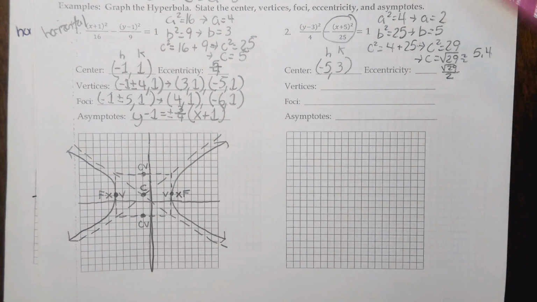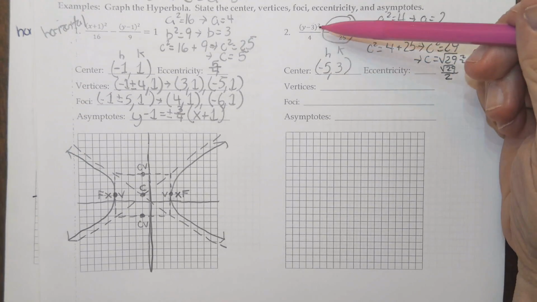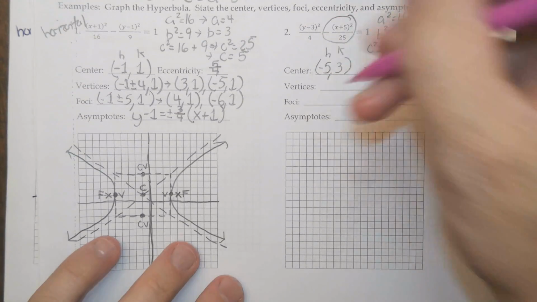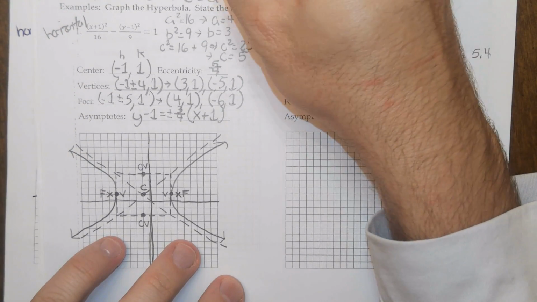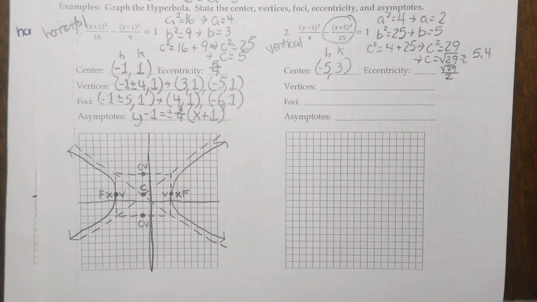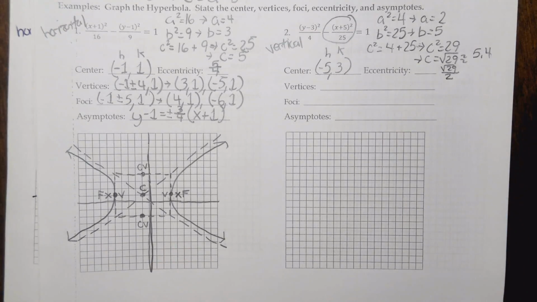Okay, now, this time, guys, because A squared is under the Y, we now have a vertical hyperbola. What that means is that my transverse axis is now vertical, which means my foci and my vertices are going to, how do we find them? We're going to be going up and down from the center because I've got a vertical hyperbola now, which means I've got a vertical transverse axis. Okay?